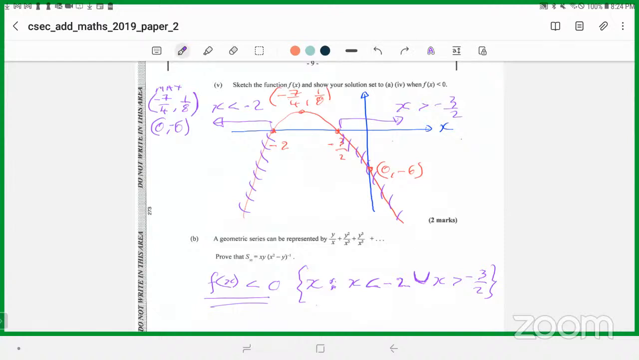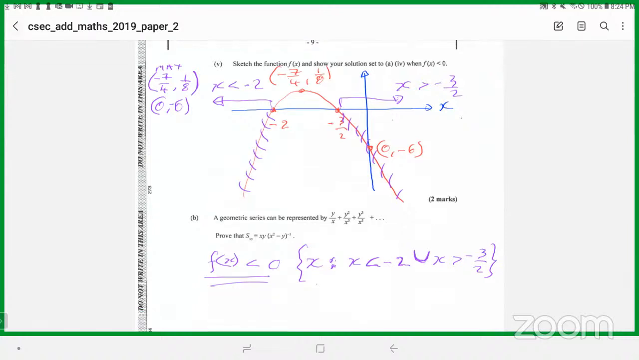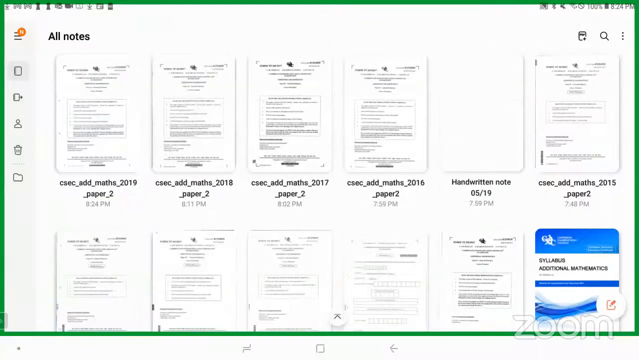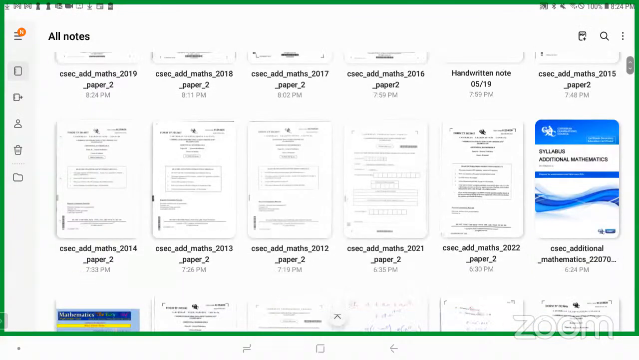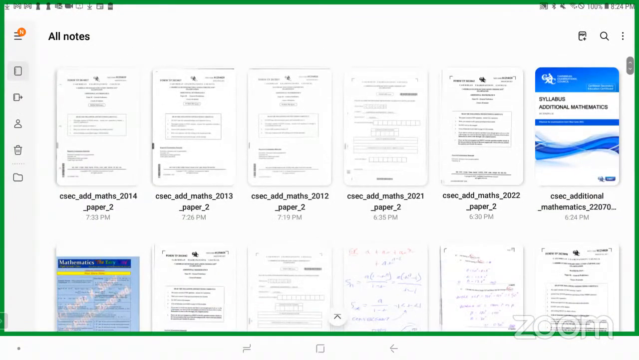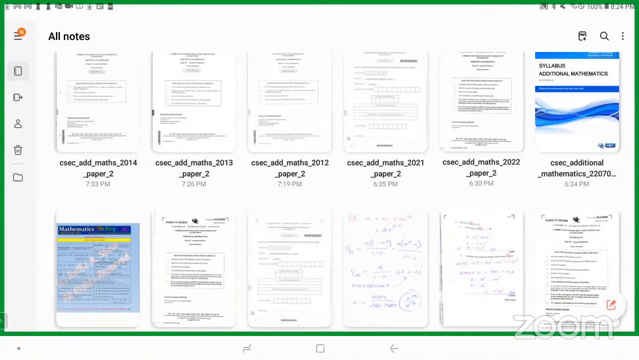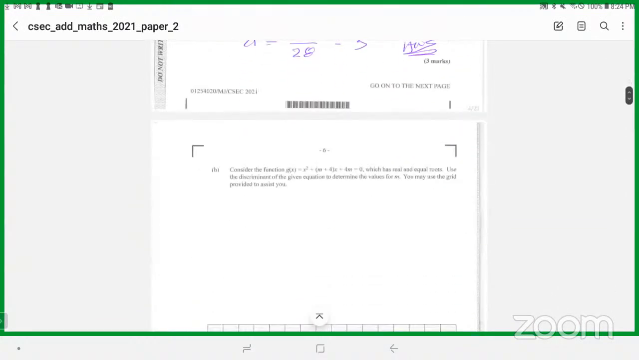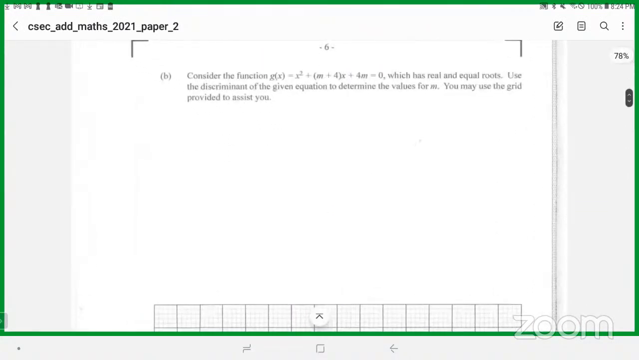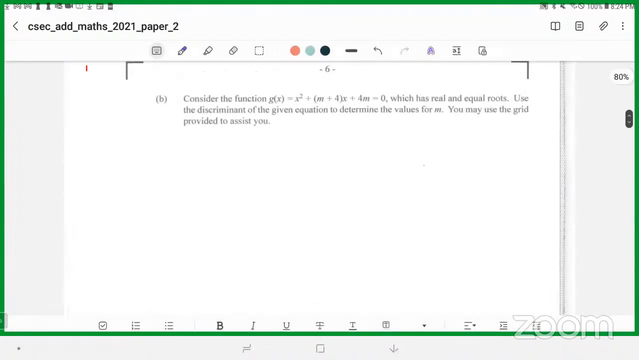So that is 2019. Let's go now and look at 2021. Remember, there's no paper 2 in 2020. All right, so we're going to look at 2021. 2021 right here. I'm going to take a break after I finish 2022, right? Quadratics. This is a quadratics question right here.